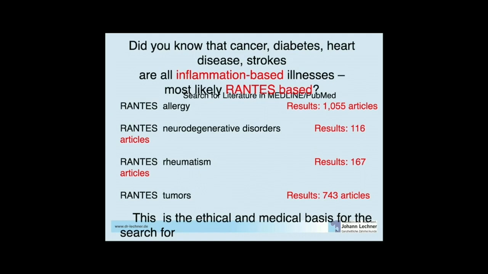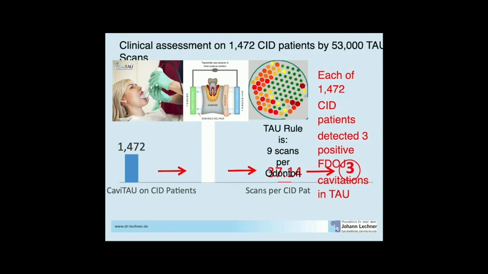That means at least 743 scientists try to find out where is the connection from RANTES to the development of tumors. And this literature research is our ethical and medical basis for the search for RANTES expressing jawbone cavitations. And we do this. The search is primarily by this ultrasound.